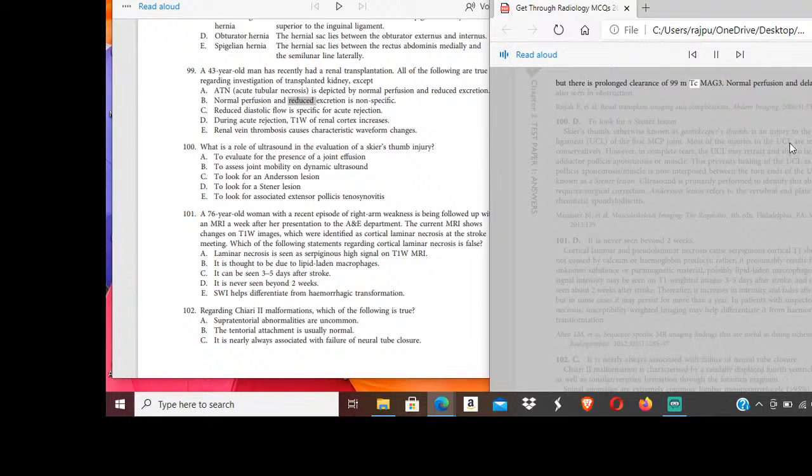But there is prolonged clearance of 99mTc-MAG3. Normal perfusion and delayed excretion are also seen in obstruction.